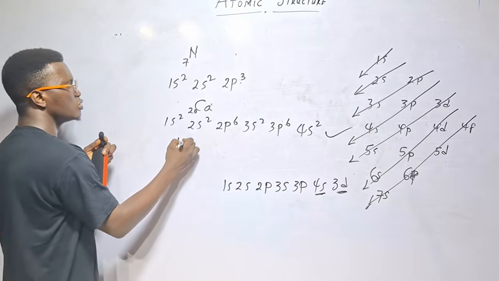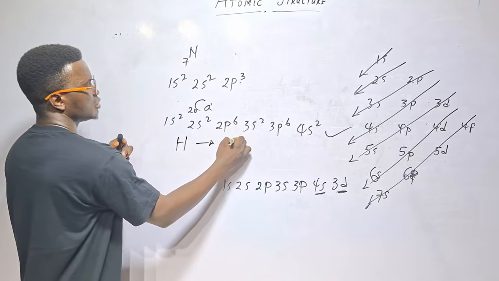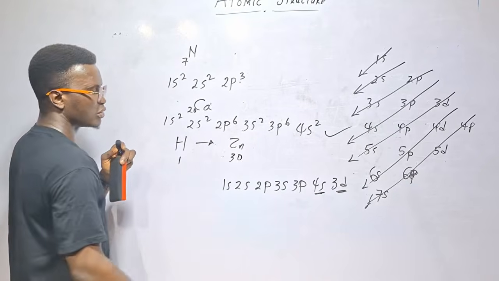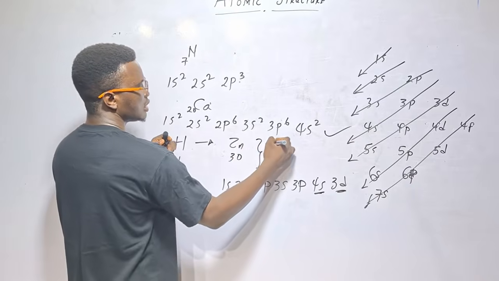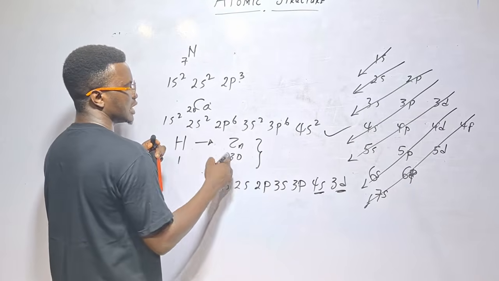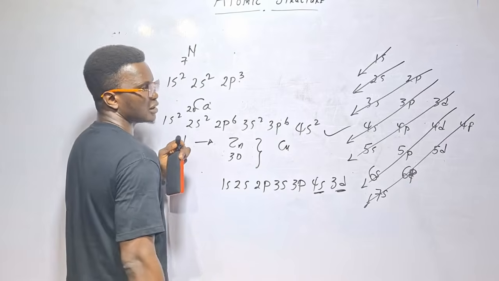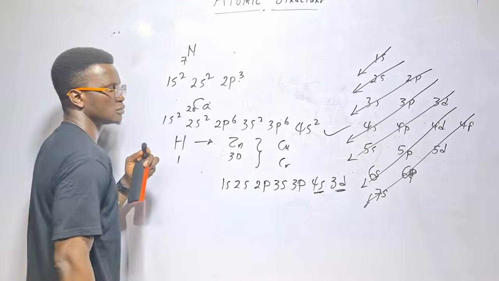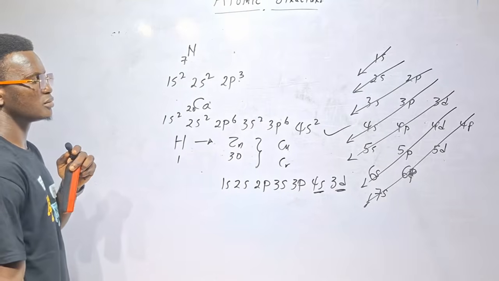But I told you to know hydrogen to zinc on the periodic table, which is the first element to the 30th element. So I want you to take it as an assignment. Write the electronic configuration for these elements and note something about copper and chromium. Note something about them.